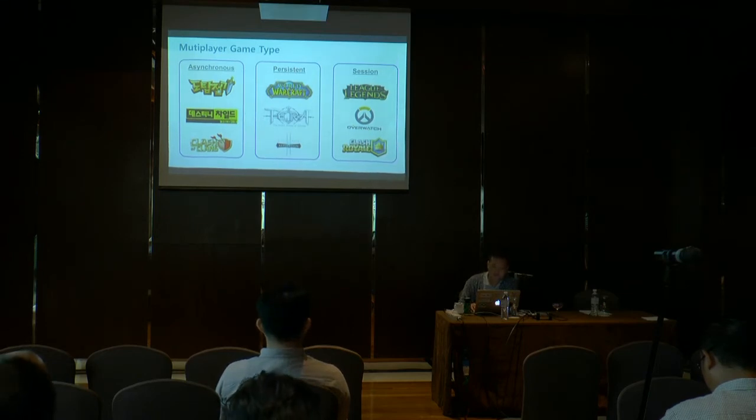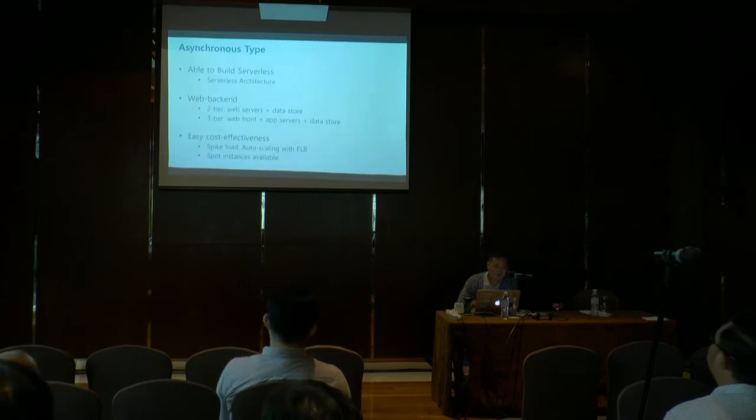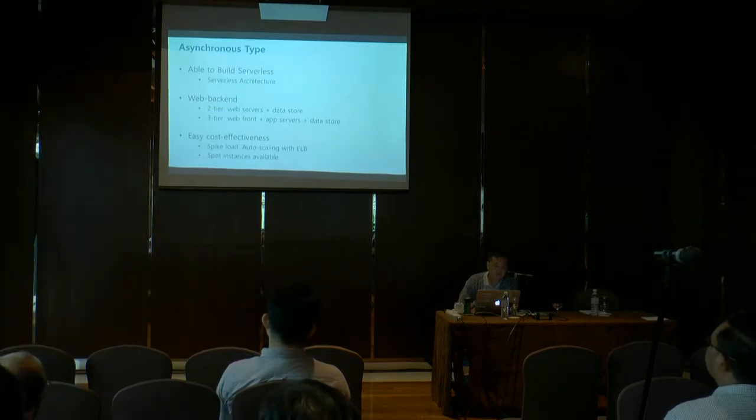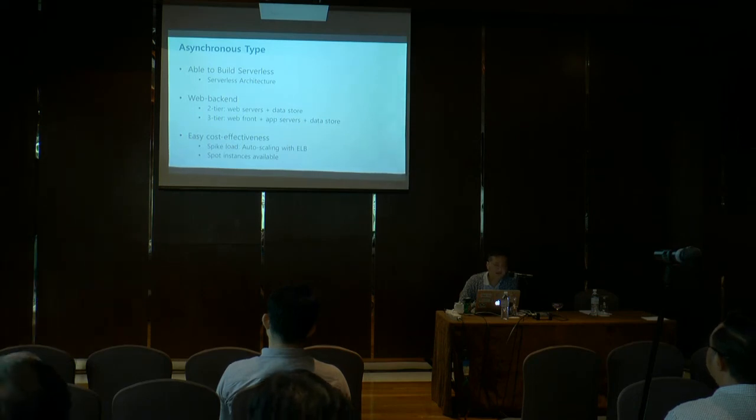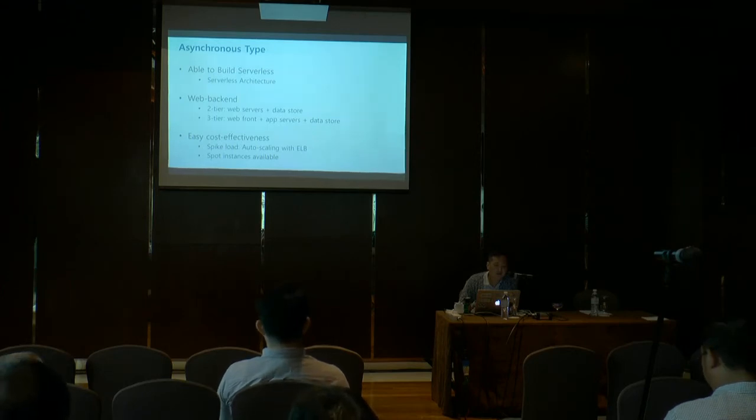Okay, then let's talk about how to build the architecture on AWS for each of the three types of game services. Async type is really similar to web-based services, web architecture. You can build it as a serverless architecture, and there are two types of architectures, two tier and three tier. Two tier has web servers and a data store. Three tier is different in that there are application servers between the web front and the data store.